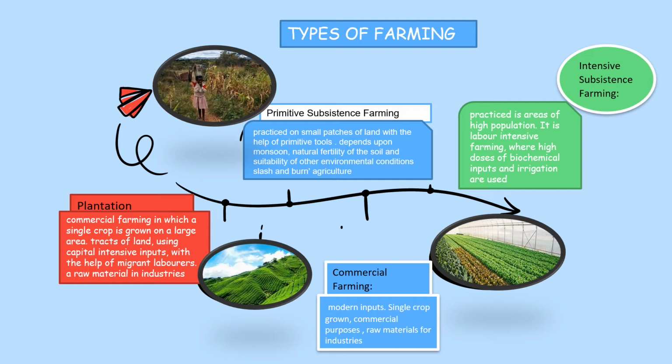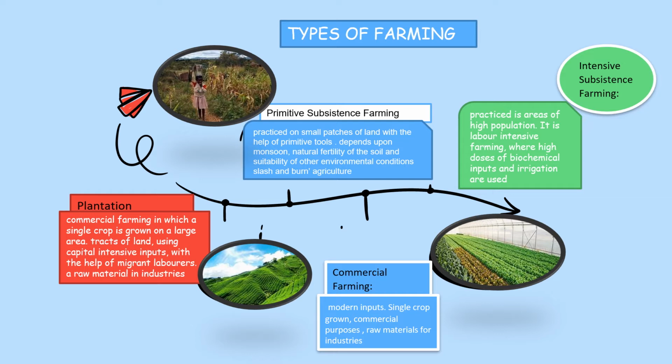First one is primitive subsistence farming. This is practiced on a small patch of land with the help of primitive tools. The farmers depend on monsoons and use natural fertilizers like cow dung for their land. They do not use HYV seeds or chemical fertilizers. A typical example for this is slash and burn agriculture.